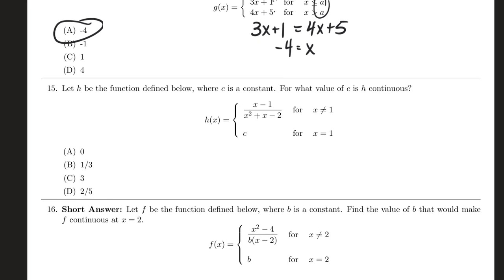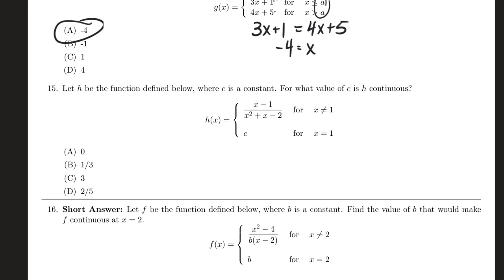15 is a little bit harder because I can't just plug in x equals 1 from the start. If I plug in x equals 1 from the start, I'm going to get 0 over 0. Whenever you get 0 over 0, you pretty much always do the same thing. What you're going to do is simplify your fraction by factoring, and then cancel out that common factor.